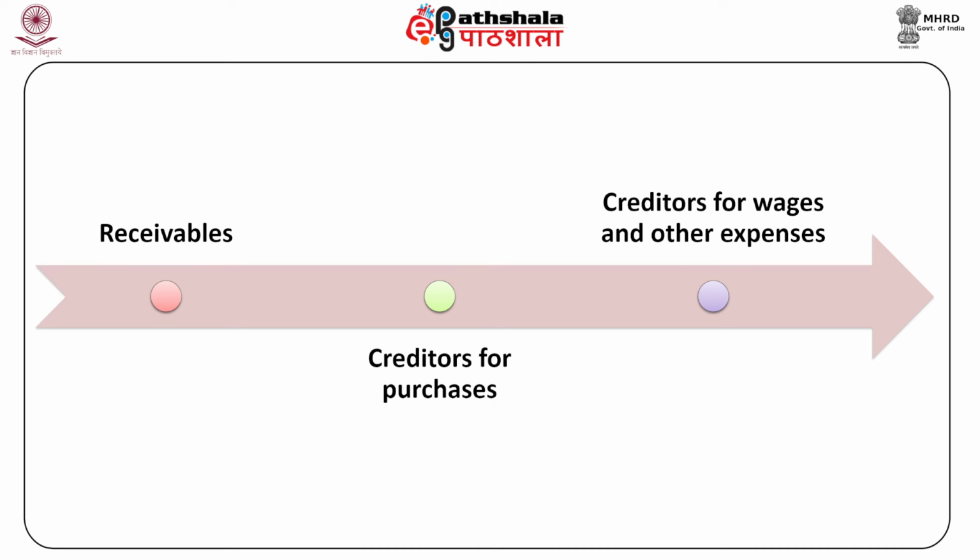Number 7, creditors for wages and other expenses. Usually the firm makes the payment to workers and for other expenses after some time. They accumulate as work in progress but have not been paid so far, so that part of work in process automatically gets financed through these creditors. So the time lag in payment of wages and other expenses also provides some working capital to the firm.